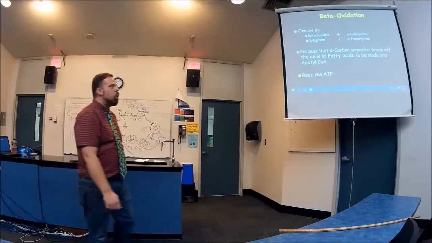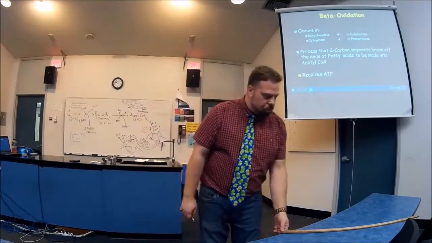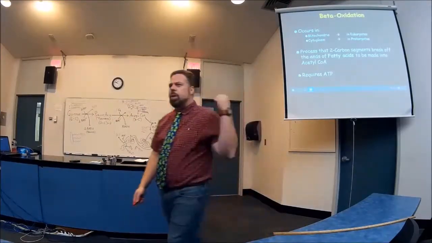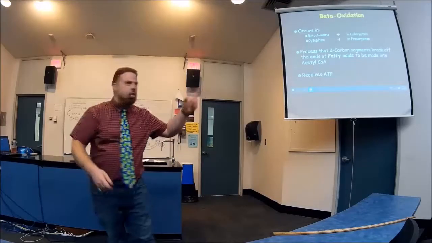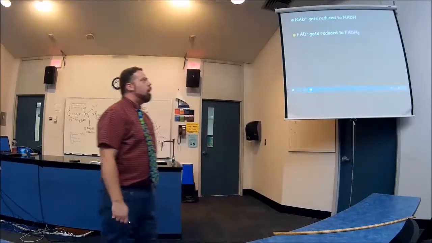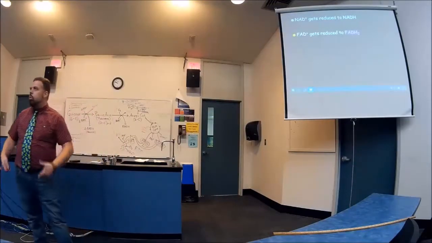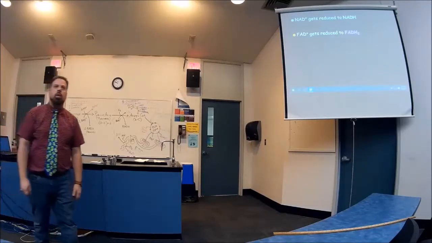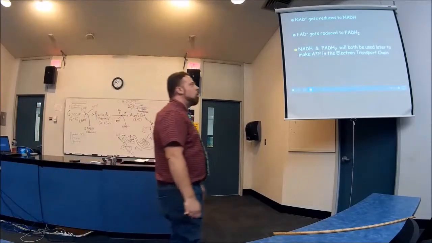All right? This requires ATP to do this. Just what I said over here. That's why I think it's easier for me to draw it here and then just reiterate up here. All right? So you get NADH over here, and you also get an FADH2, which could be used to make ATP in the electron transport chain. Okay?